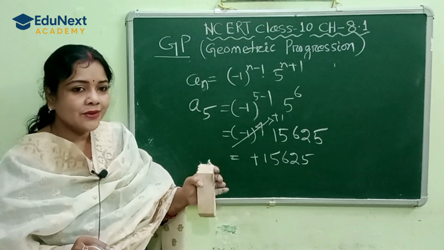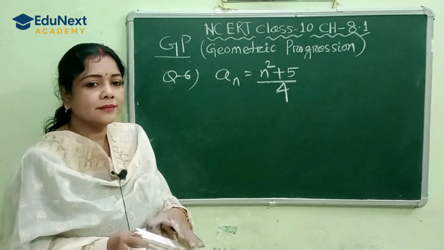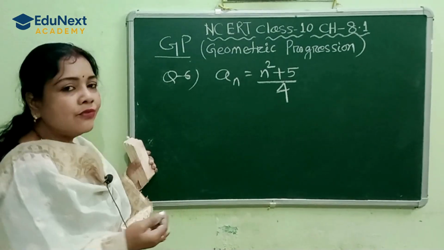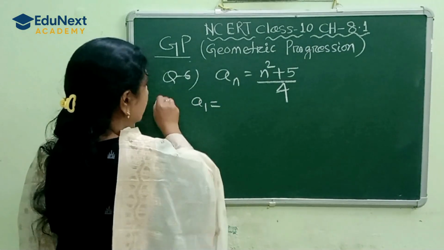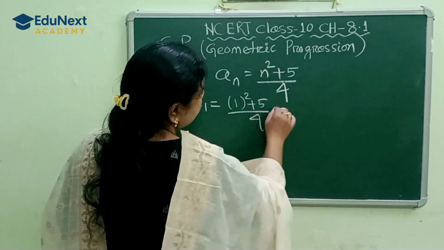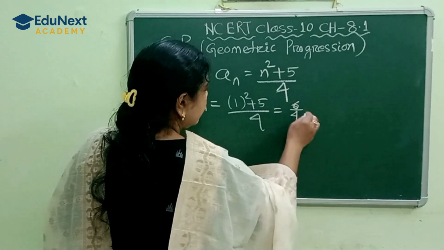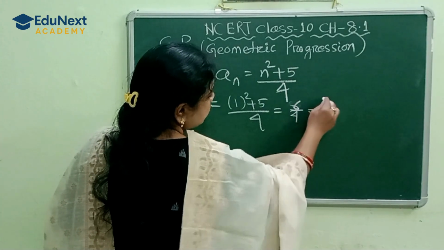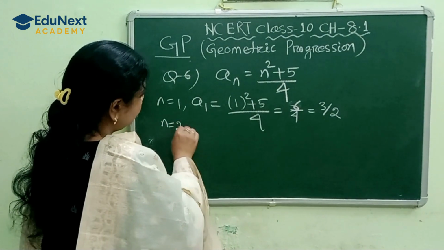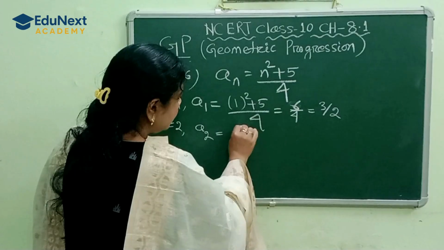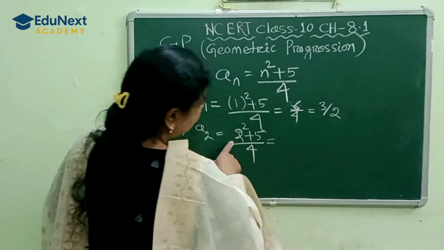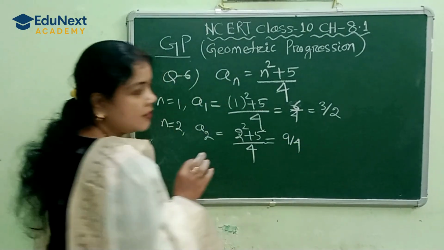Right. Now let us solve another question, question number 6. Now this is question number 6, very easy. You only have to put the value of n in here. So at n = 1, a1 is equal to (1 squared plus 5) by 4, that is 6 by 4. It is also divisible, that is 3 by 2. Now at n = 2, a2 is equal to (2 squared plus 5) divided by 4, that is 9 by 4. It cannot be divided further.